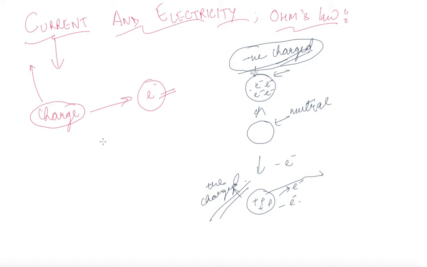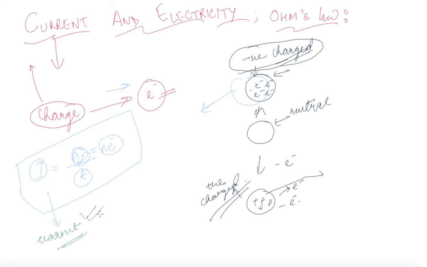Now, as I mentioned earlier, if this is your current I, then I is actually equal to the total charge Q, which will be in some integral multiple of Ne, that is number of electrons, divided by the time t. Now, if it's flowing at a unit time interval, that is in a unit time interval, if we look how much charge is flowing, then we can say that this is the definition of current. So this is how we can understand current.